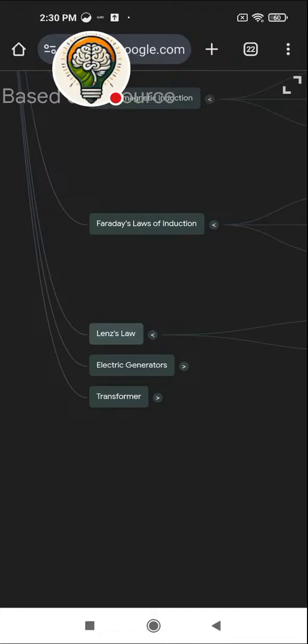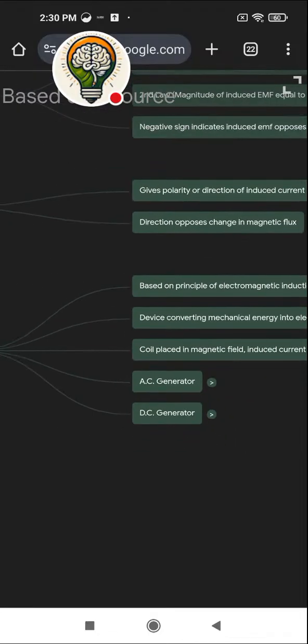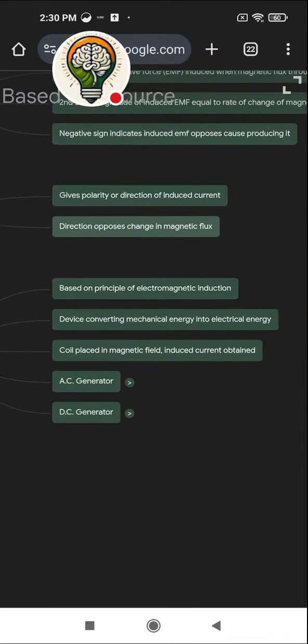And the electric generator is based on the principle of electromagnetic induction. It is a device converting mechanical energy into electrical energy. A coil placed in a magnetic field, and induced current is obtained, as in an AC generator.